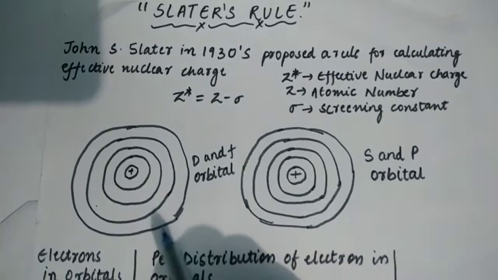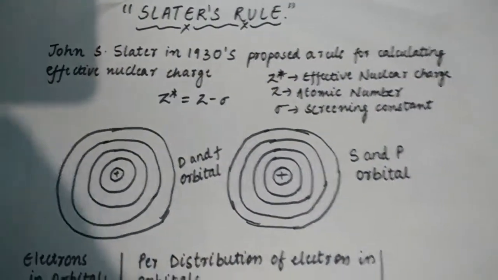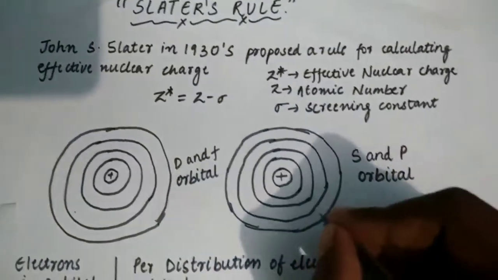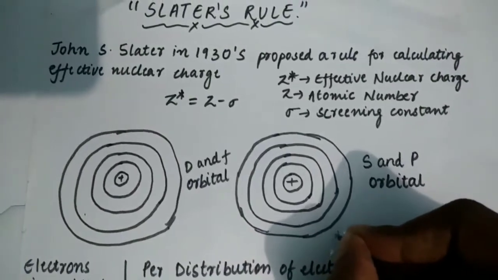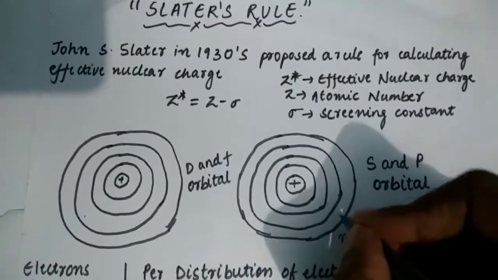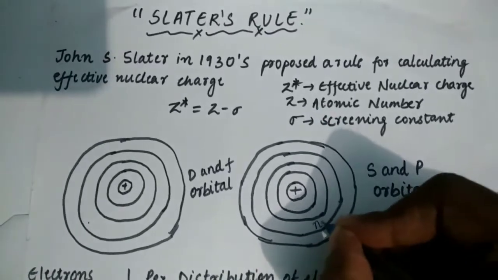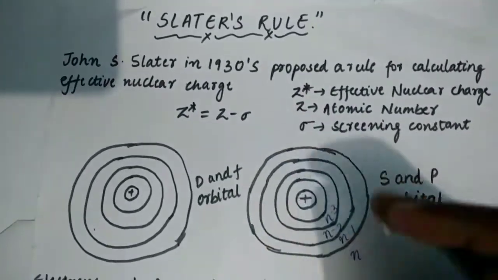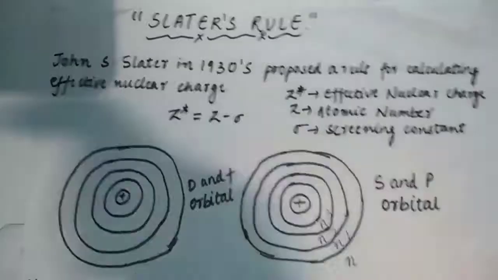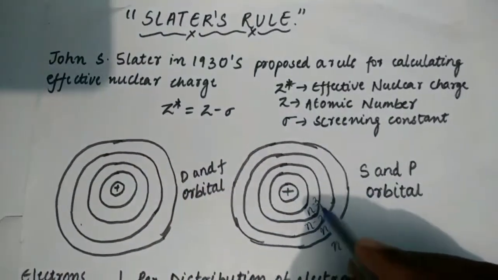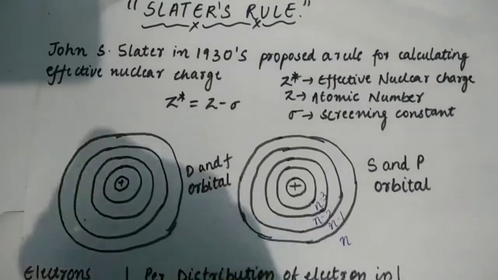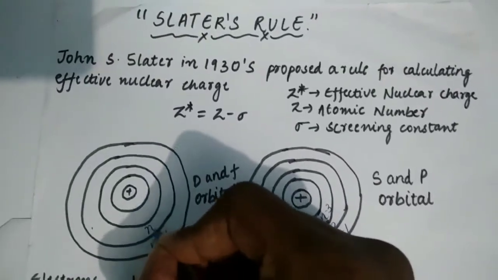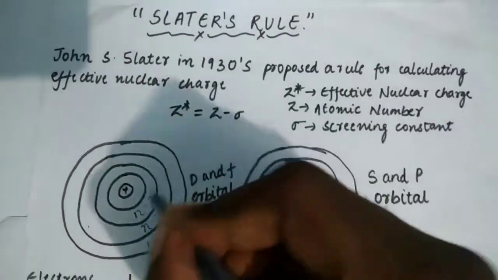Here we have two shells, both belonging to the same atom. One is for d and f orbitals, another is for s and p orbitals. If we start to number them, then it becomes n, n minus 1, n minus 2 and n minus 3. If the shell is higher, then it will increase in size and the number of orbitals will also increase. Same in the case of d and f orbitals: n, n minus 1, n minus 2 and n minus 3.